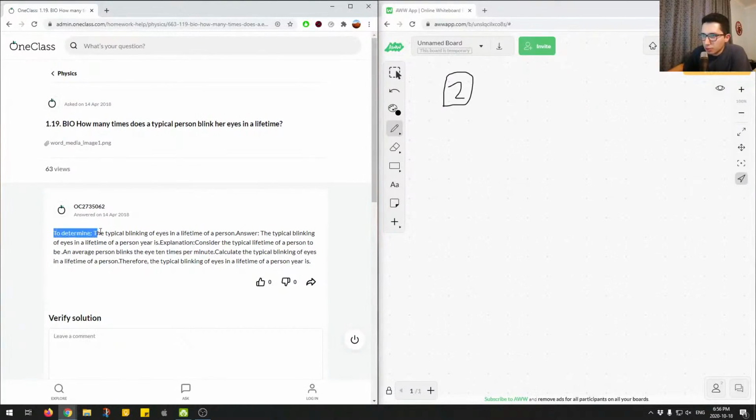So here, to determine blank, the typical. There's some missing words in this solution, so it seems like there's an incomplete solution. But this is essentially the concept that we're trying to address in physics here, which is a Fermi estimate.